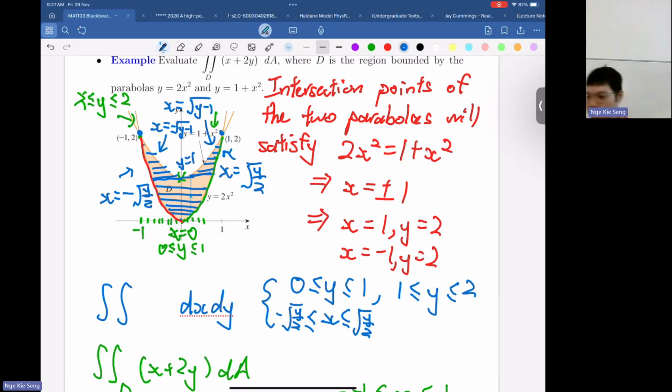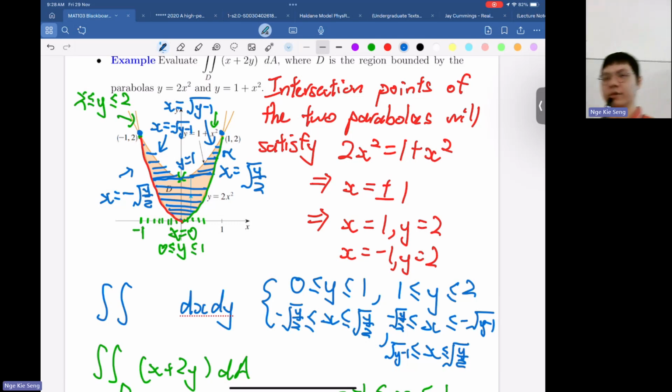Okay, so for y from 1 to 2, we have two x's. So x will range from negative square root of y over 2 to minus square root of y minus 1. The other x ranges from square root of y minus 1 to square root of y over 2. So in this case, if you do dx dy, how many integrals do you need to compute? Three. So try and do it. Prove to yourself that they compute the same thing. Again, they should compute the same thing.